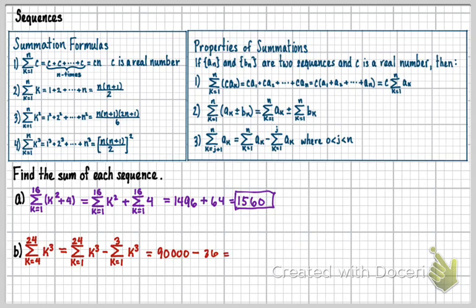So then our final answer is going to be 89,964, because I'm just going to subtract 36 from it. So there's our answer for the second one. So there we go. And just using our properties of sums and then the summation formulas together, we can get these answers.